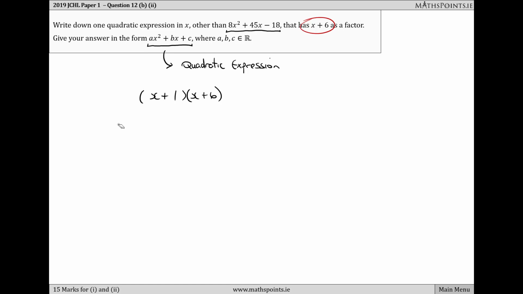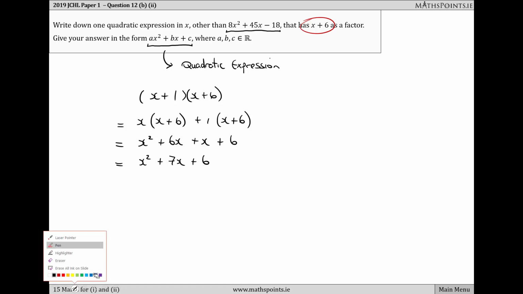So similar to what I finished the last question with, I am going to open up the bracket x plus 1 and multiply x on x plus 6 plus 1 on x plus 6. I get x by x is x squared, x by 6 is 6x, 1 by x is 1x, and 1 by 6 is 6. And then tidying up by adding the like terms together, 6x and 1x is 7x plus 6. And so this is my quadratic that I've created in the form ax squared plus bx plus c.